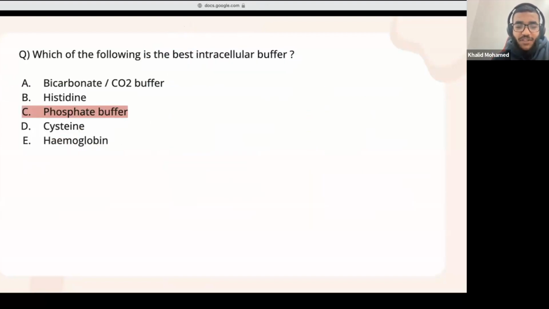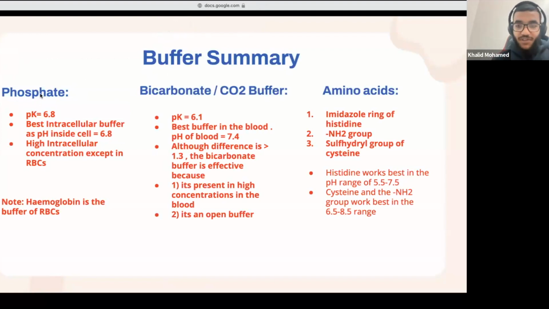So basically, we have different buffers in different parts of the body, because as we said, we need the buffer to match the pH of the solution in order for it to work best. So inside the cell, we have phosphate, which is the best buffer inside the cell. Why? Because the pH inside the cell is 6.8, and that's exactly the pK of phosphate. So that's why phosphate is the best intracellular buffer, and also it's a good buffer because it's in very high concentrations.